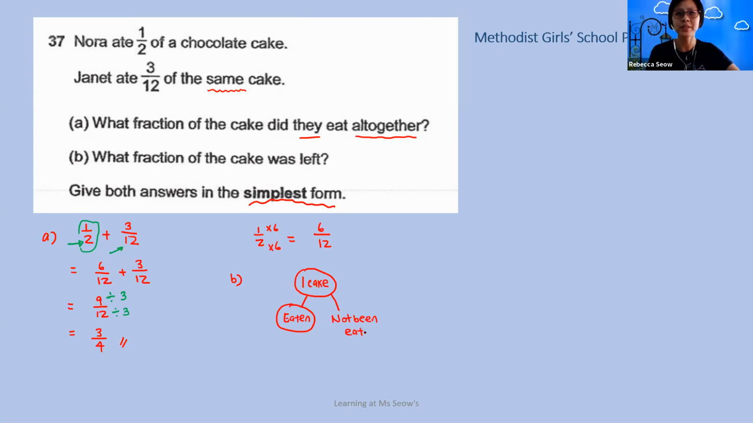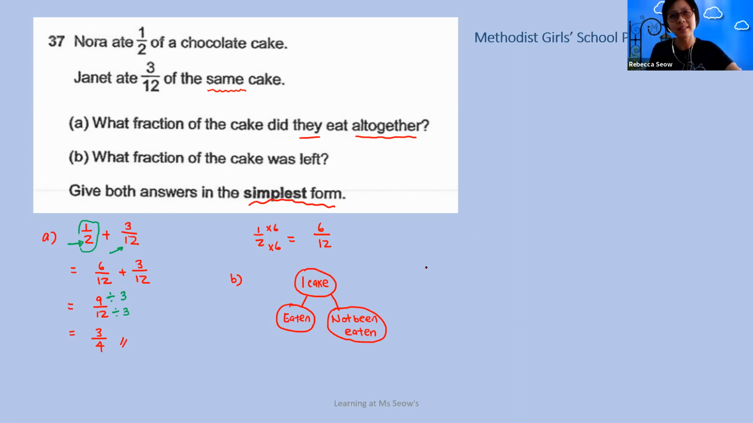So I'm just putting it down in this summary that one cake is split into the portion that has been eaten and the portion that has not been eaten. So now we know from part A that 3/4 of the cake has been eaten. Could we find out the fraction of the cake that was left being not eaten?